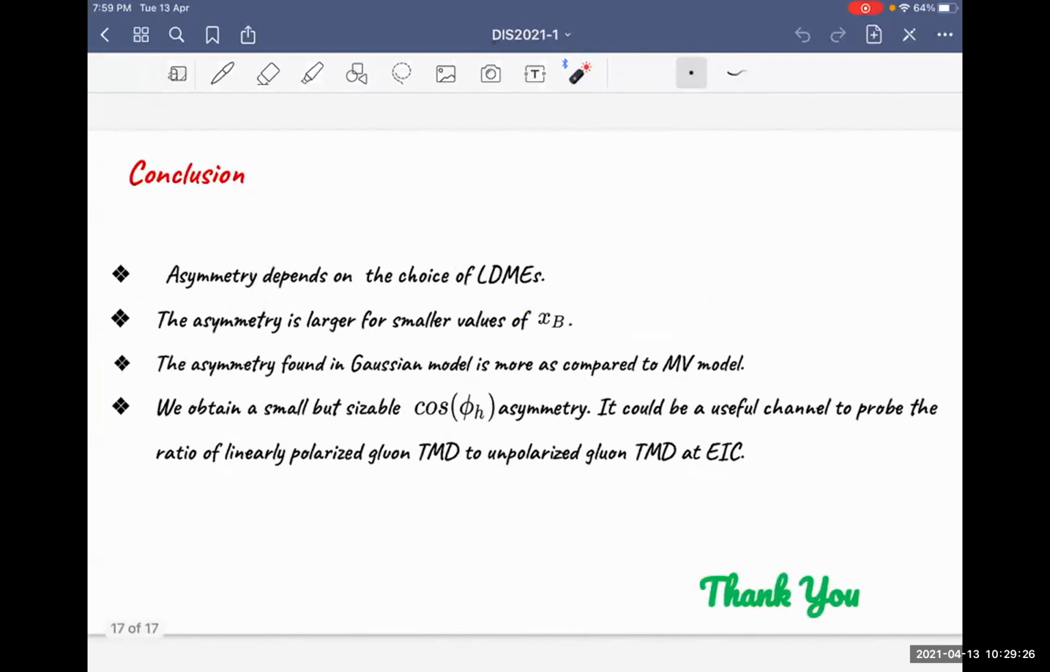So finally, let's conclude; these were the findings of our work. We found that the asymmetry depends on the choice of LDMEs. The asymmetry is larger for smaller values of XB. The asymmetry found in the Gaussian model was more as compared to the McLerran-Venugopalan model. We also obtained a small but sizable cos 2 phi asymmetry. So it could be a useful channel to probe the ratio of linearly polarized gluon TMDs to the unpolarized gluon TMD at EIC. Thank you.